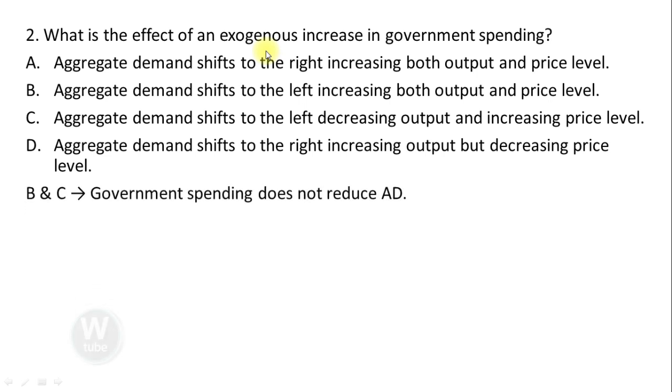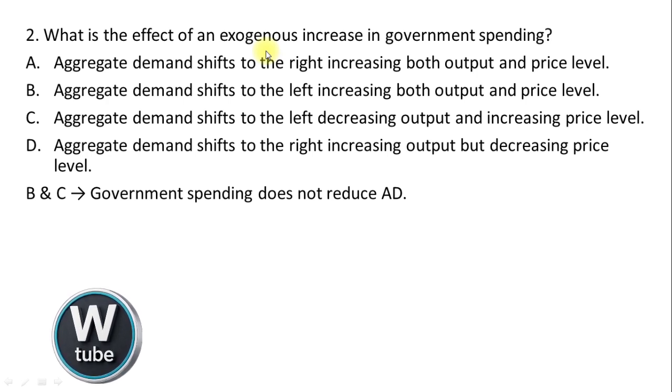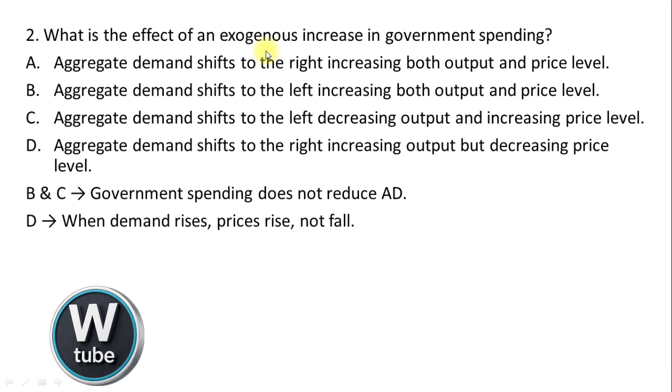Here, aggregate demand shifts to the left, increasing both output and the price level, as well as aggregate demand shifts to the left, decreasing output and increasing price level, are not the answer, because government spending does not reduce aggregate demand. Aggregate demand shifts to the right, increasing output but decreasing price level, D is also not the answer, because when demand rises, price also rises, not decreases.